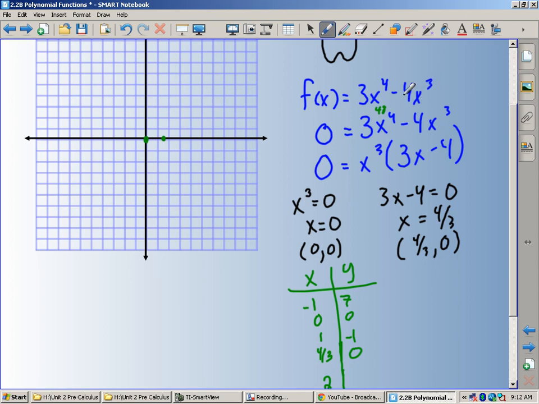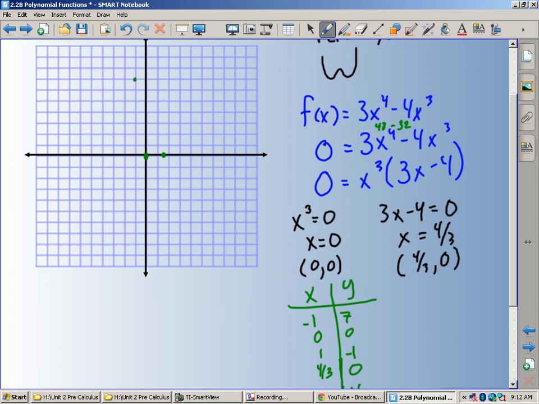Well, 16 doesn't fit on my graph, but I'm still going to plot as best I can. At -1, I'm up here at +7, which should be right there. At 1, I'm at -1, so I'm down here. And then at 2, I'm up at +16, way up at the top, and I don't have enough room on my graph.